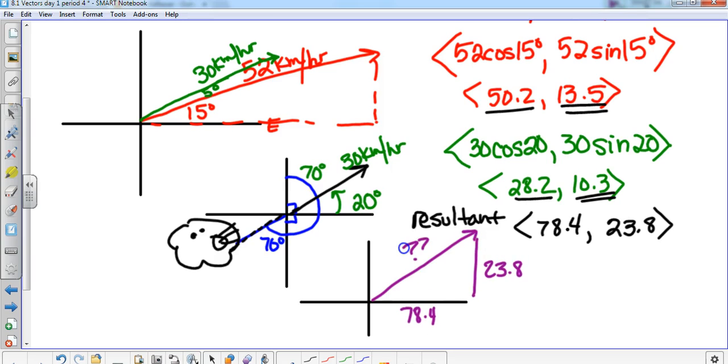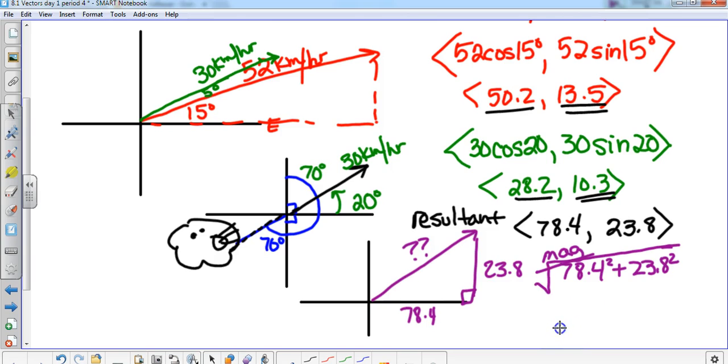We need to know its magnitude or length, so we need to do what? We talked about this yesterday, but does it make sense when you see my picture? We need to do Pythagorean theorem. So the magnitude of the resultant is 78.4 squared plus 23.8 squared, and then we get a, whoa, that's a weird squared, Hofbauer. And then we got to square root all that.